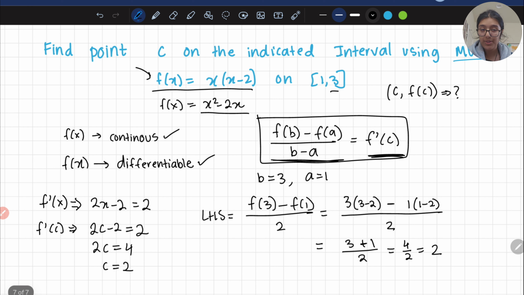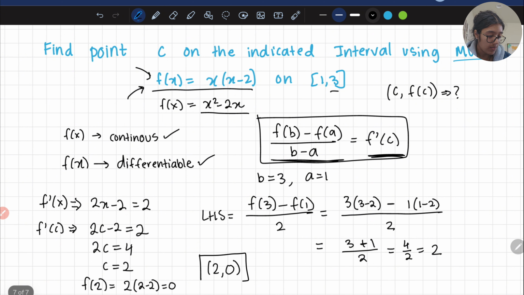Now that's the x value. We still have to find the y value. And that's pretty easy. We would just replace it into that formula again. So we have f of c, or f of 2, is equal to 2 times 2 minus 2, which is 0. So the y value is 0. So now our answer is 2, 0.